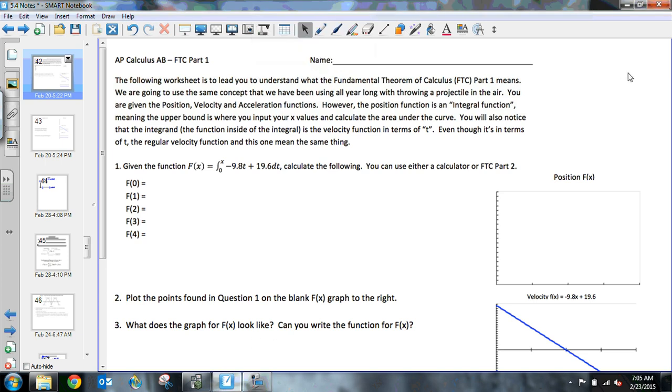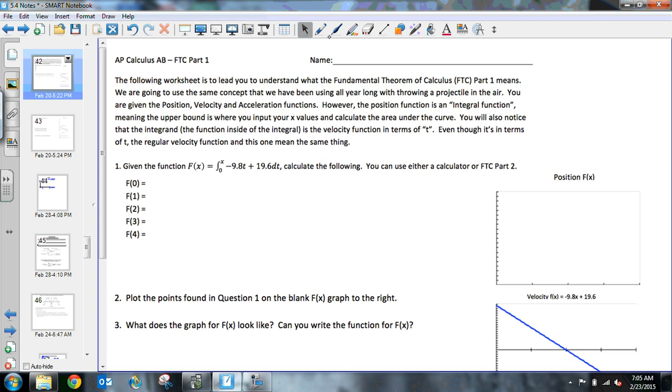Okay, the following is a video about the Fundamental Theorem of Calculus, Part 1. This is probably one of the more important things that we'll cover this year, but I want to go over this worksheet that I gave you guys in class, just so that you guys know what's going on.